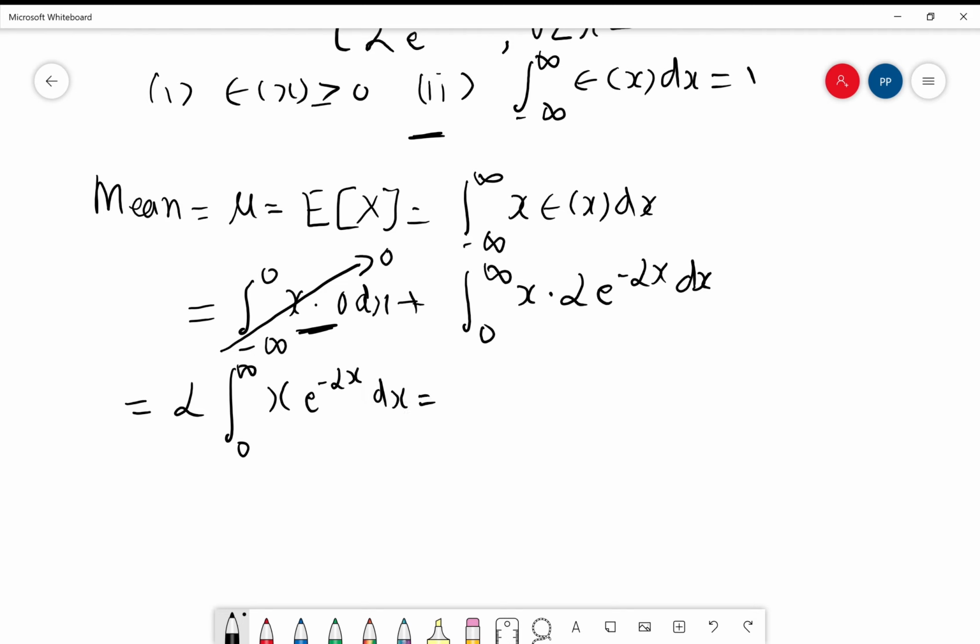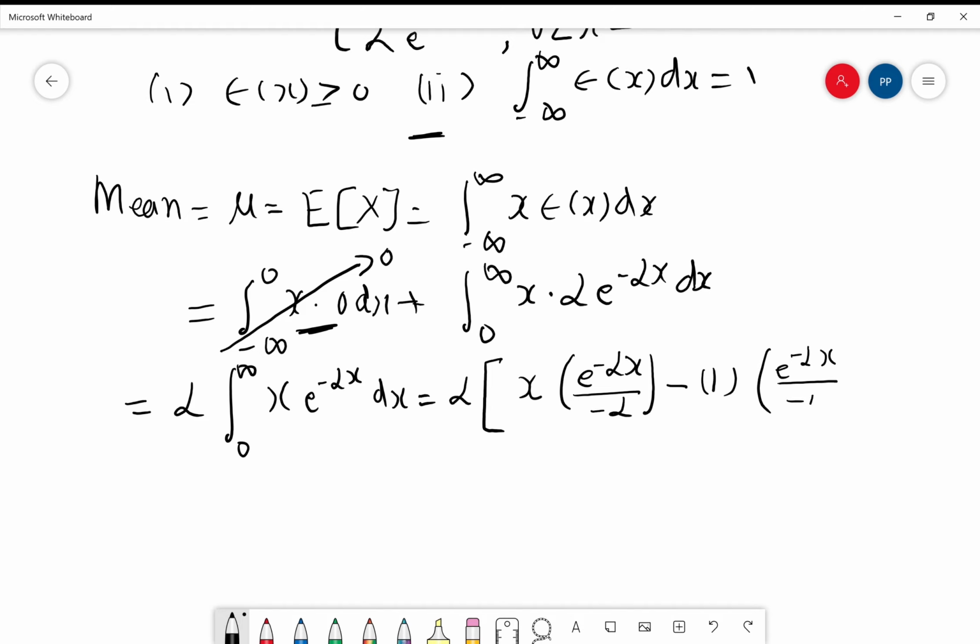Now, how to evaluate this integral? Very simple, because we have to use Bernoulli's rule, a polynomial into an integrable function. Now applying Bernoulli's rule, you get the first term as: keep x as it is, integrate e power minus alpha x, you get e power minus alpha x by minus alpha; minus, differentiate x, you get 1, and integrate e power minus alpha x by minus alpha, you get e power minus alpha x by minus alpha whole square. The integration process ends there, because for the next term I have to differentiate 1, and the derivative of 1 is 0.